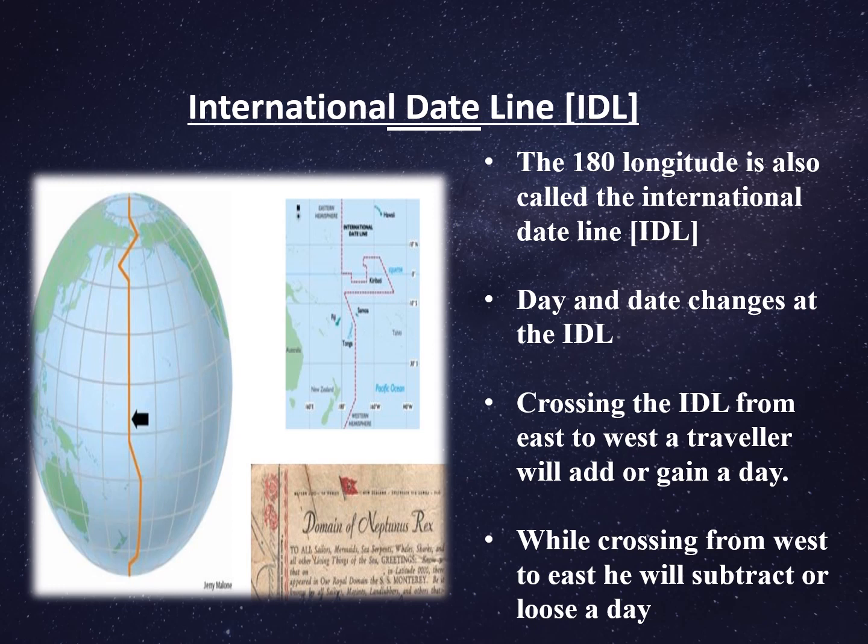The 180 degree longitude is also called the international dateline. It is a very important longitude. Day and date change at the international dateline. Crossing the international dateline from east to west, a traveler will add or gain a day. While crossing it from west to east, he will subtract or lose a day.